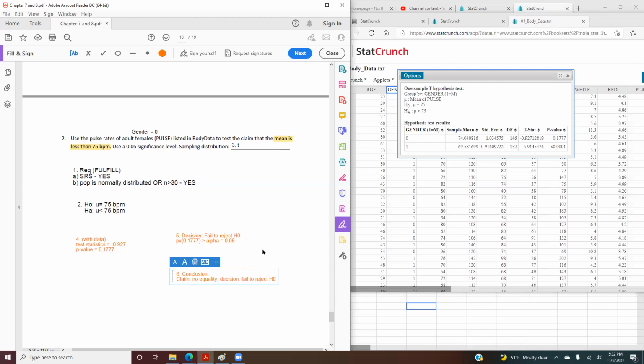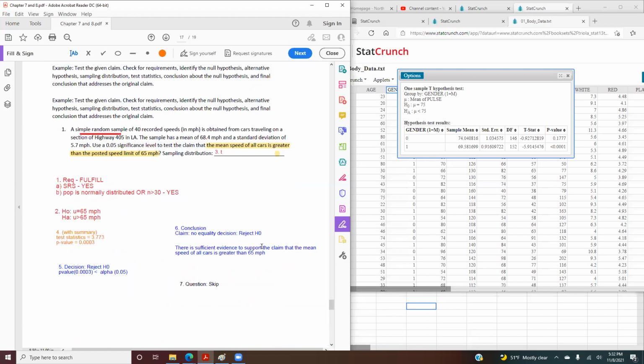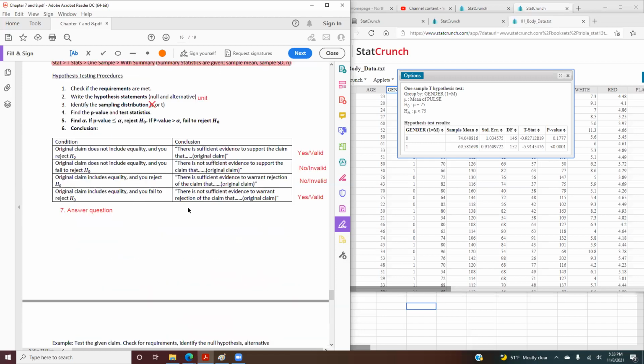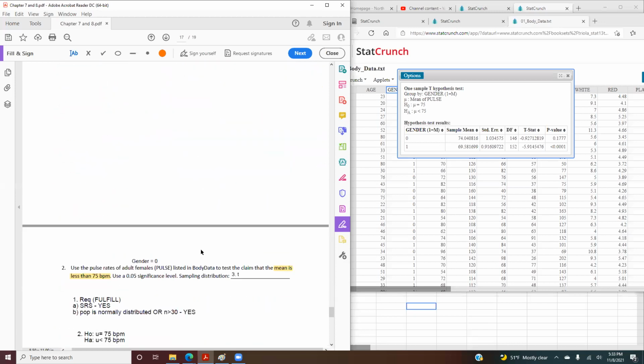So back to the 4 conclusions that we have, 4 choices here. Can someone tell me which one should be used where your claim does not include equality, and you fail to reject H0? 1, 2, 3, 4. It's number 2. Yes, it's number 2. So where the claim does not include equality and you fail to reject H0, we're going to take the second conclusion: there is not sufficient evidence to support the claim. So we're going to write it down over here.